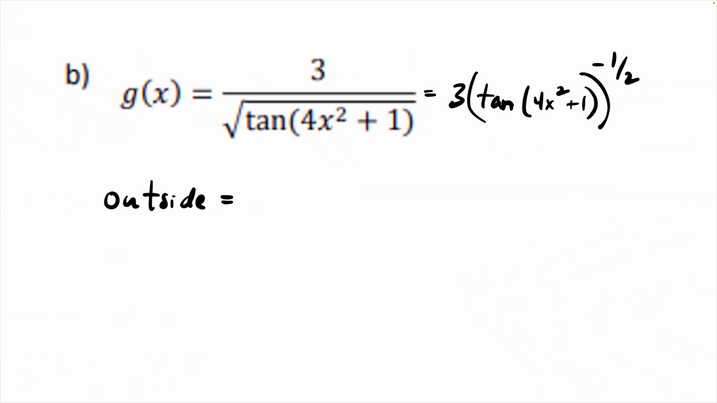Outside. What is the outside layer? 3 times something to the negative 1/2. There you go. 3 times something to the negative 1/2. The outside.